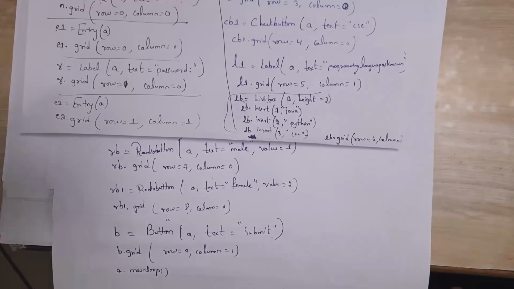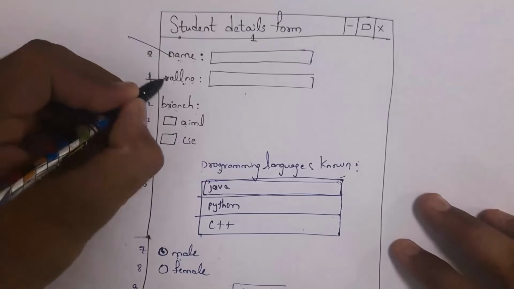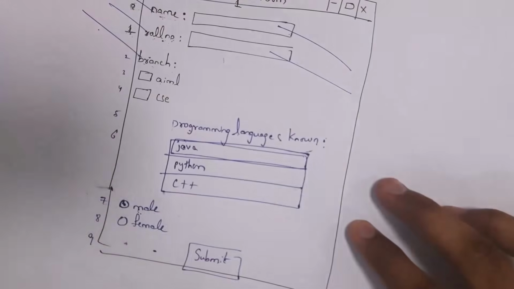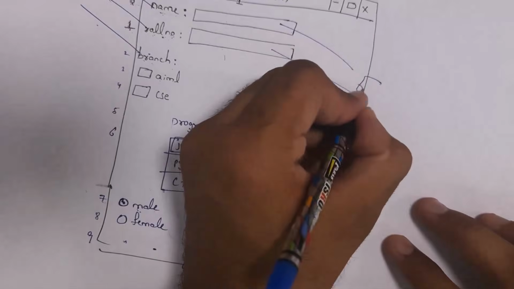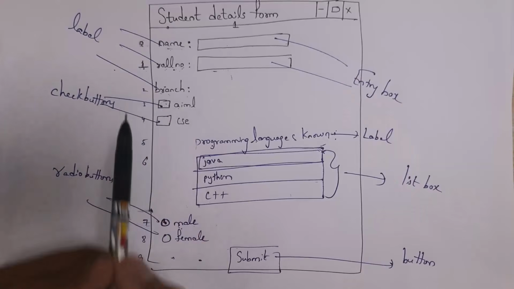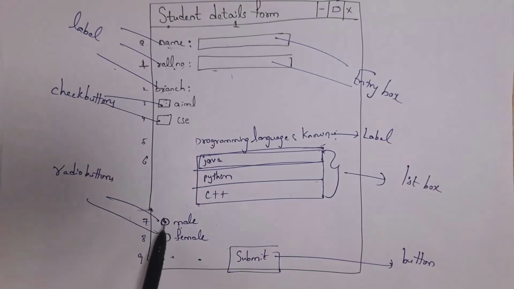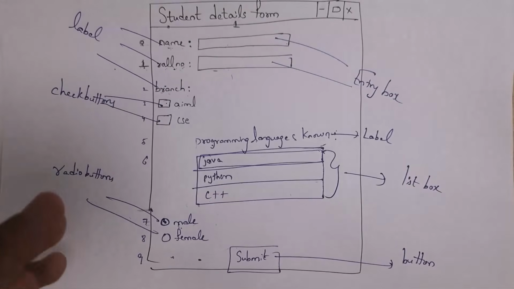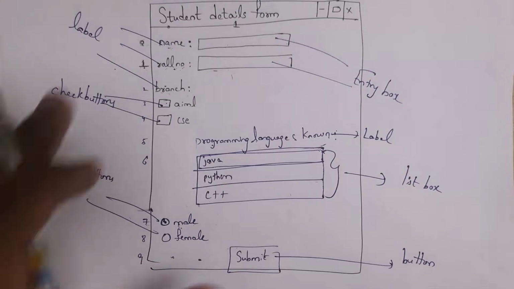This is the complete program. We call this name, roll number and branch as label, and we call this box as entry box. You can see this square button, we call this button as check button. You can see this circle button, we call this button as radio button. We call this submit as button, and we call this box as list box. Guys, in exam you may get questions like explain label widget, explain check button widget. Whenever these questions come in exam, then you can write this program.